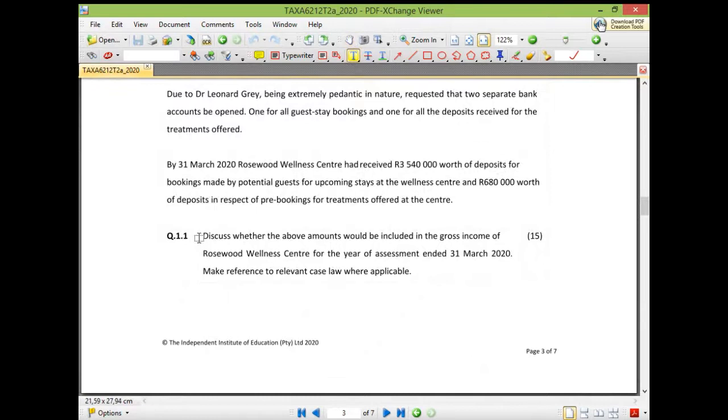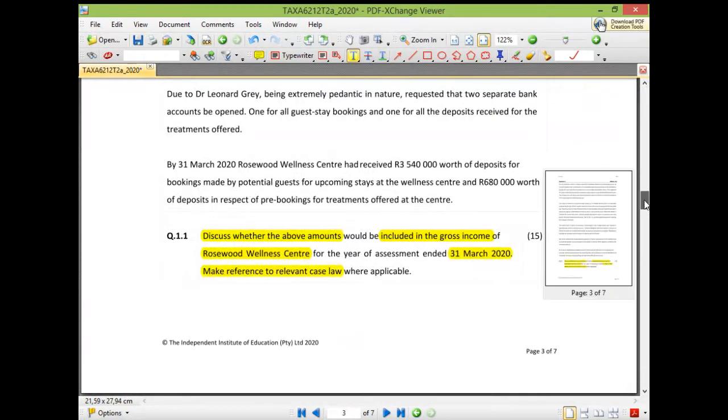The first question says, discuss whether the above amounts would be included in the gross income of Rosewood Wellness Center as at 31st of March 2020. And then they specifically note here, make reference to relevant case law. The reason they tell you that is there are marks allocated for that, because you'll see the mark allocation is 15 marks. And when we read through the information, if you do not include the case law, you will not actually pass this question. That was the only part of the question. So let's read what information they actually give us.